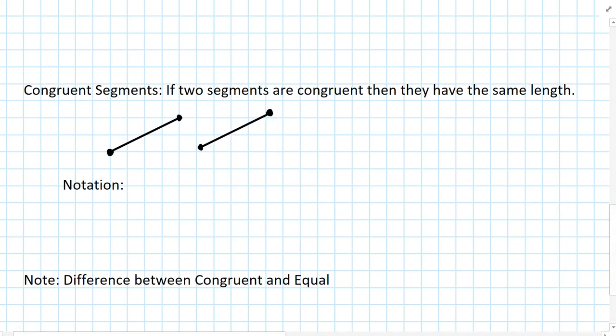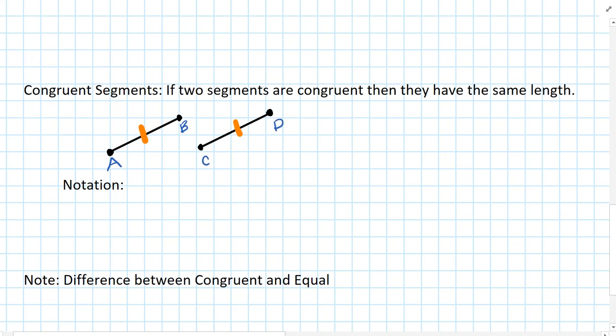And so we mark these. When we say two things are congruent, we usually use a dash. Sometimes you can use more than one dash, but usually we'll use a dash on each segment to notate that both of these are congruent to each other. And then I'm going to label these with endpoints so we can talk about this notationally. So I'm going to call this first segment AB, and I'm going to call the second segment CD.